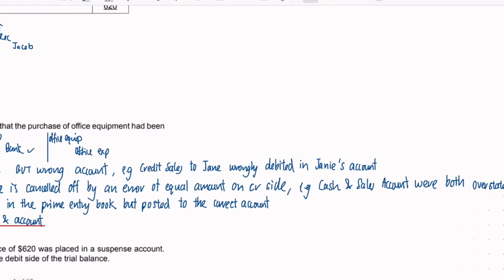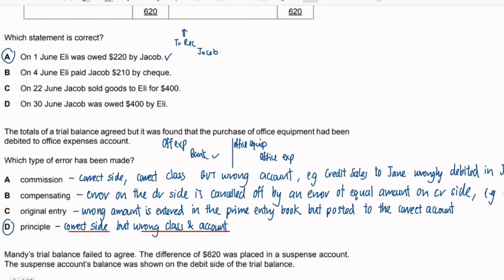Okay, so C, original entry: wrong amount is entered in the prime entry book but posted to the correct account. For example, prime entry book like sales journal, the total is like, okay, this is customer A, customer B, 3, 5, but you accidentally recorded it as maybe 80. Okay, and then you post this to the sales ledger, sales account, which is wrong.